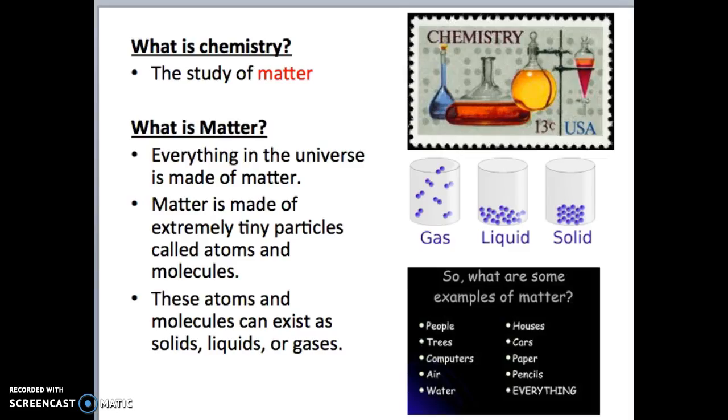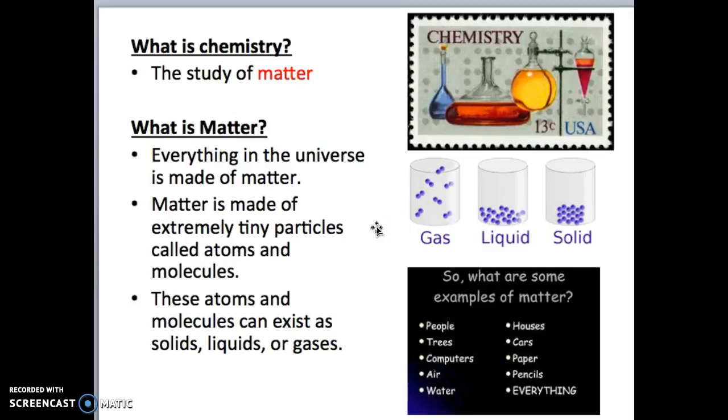First, let's define what chemistry is. So chemistry is a new word. Basically, chemistry is the study of matter. Okay, and what is matter? Matter is everything in the universe. It's basically made up of extremely tiny particles called atoms and molecules. And these atoms and molecules can exist as solids, liquids, or gas. Some examples of matter are people, trees, computers, air, water. Everything in the universe is made out of these tiny particles. And chemistry is the study of these tiny particles and how they interact with each other.